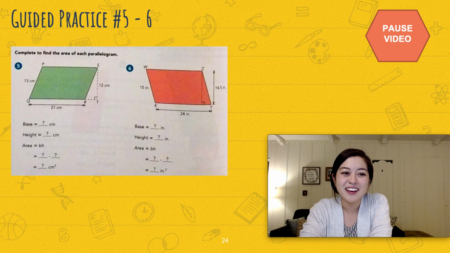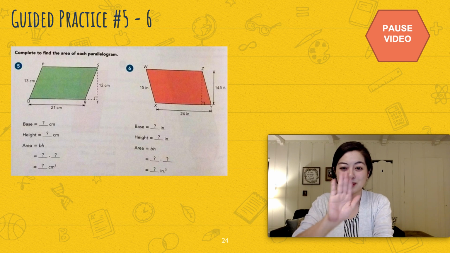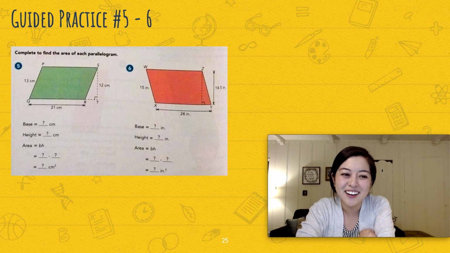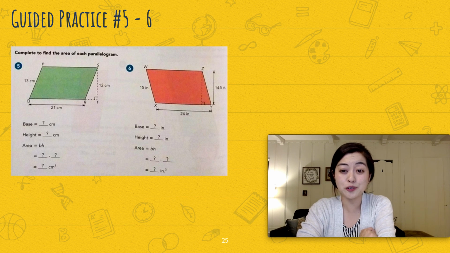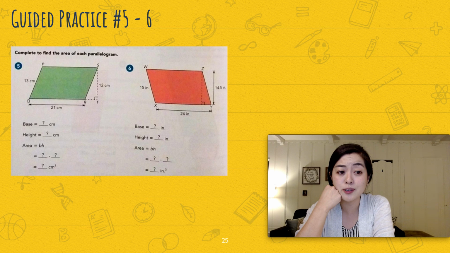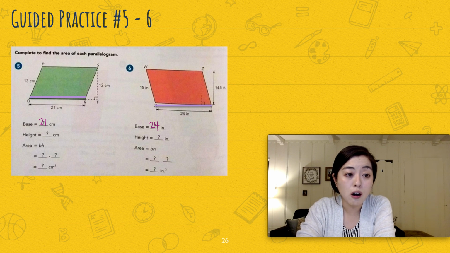All right, and now, finally, this is the last set of guided practice. Pause the video and I'll see you soon. Hey, welcome back. Just like we did with numbers 1 through 4, we're going to do 5 and 6 together. First off, I want to determine the base of those two parallelograms. I'm going to determine QR to be the base for number 5 and XY to be the base for number 6.